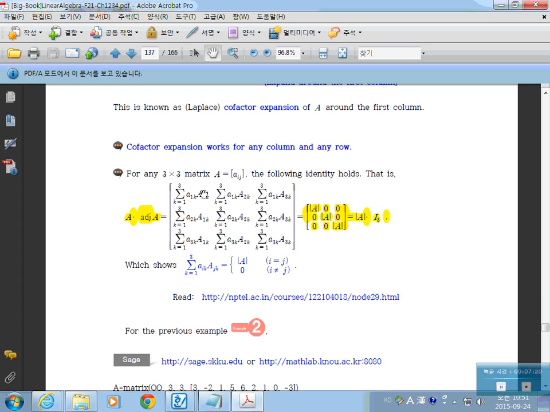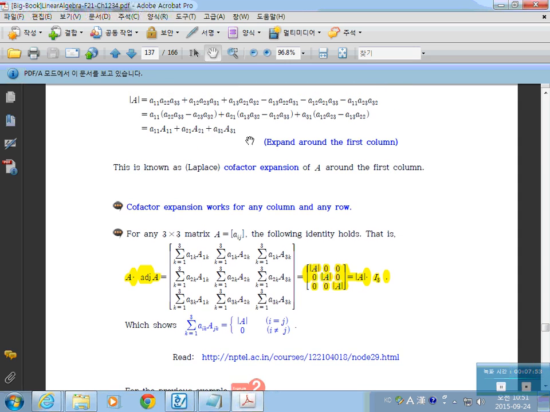Another interesting fact is this. For any 3 by 3 matrix A, the following identity holds. Just try to multiply A times the adjoint of A. Then what are we going to see? The first entry is going to be little a11 times capital A11, plus little a12 times capital A12, plus little a13 times capital A13. This is the determinant of the matrix A.